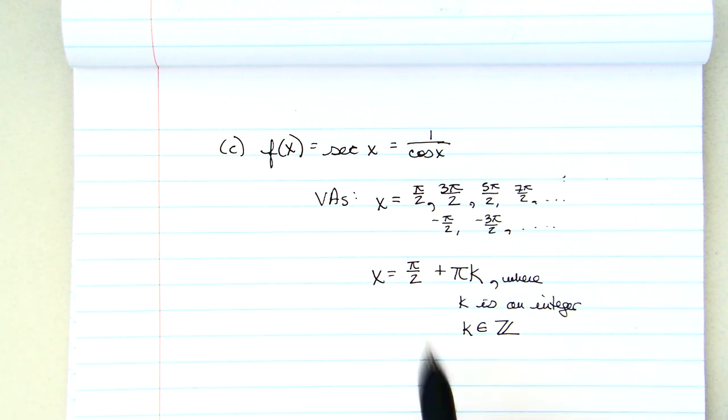But technically, it shouldn't be just pi over 2. And neither should it be pi over 2 plus pi k. What sort of multiples of pi? Integer multiples of pi.